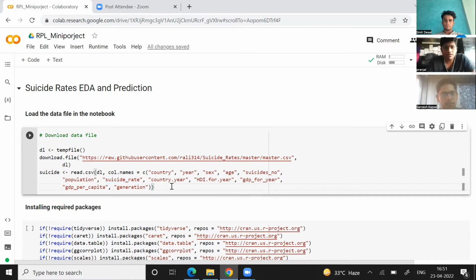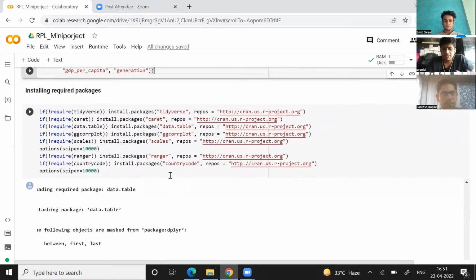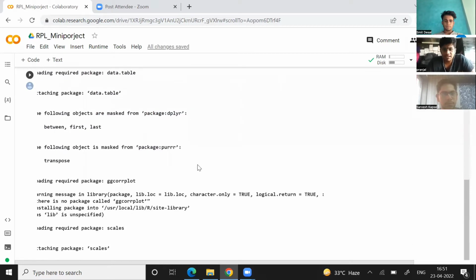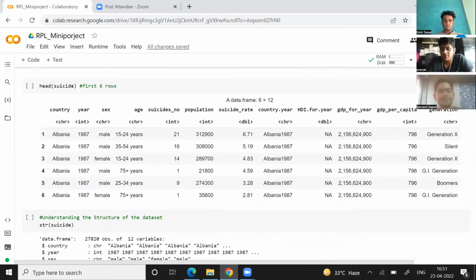So we'll start with the data exploration. So what is data exploration? Exploratory data analysis is an approach to analyzing data sets to summarize their main characteristics, often with visual methods, that is graphs or other graphics, pie charts and histograms, etc.